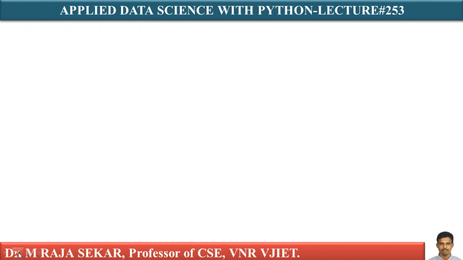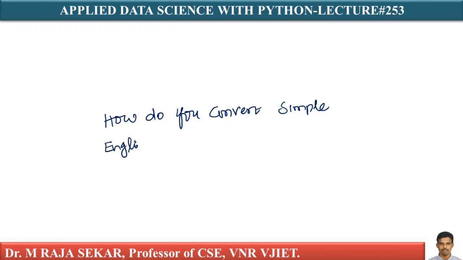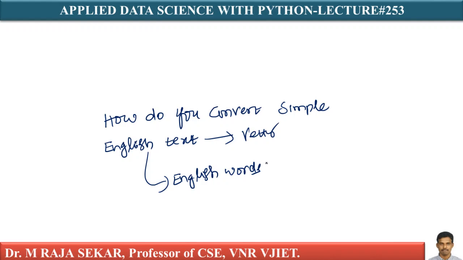Here the question is, how do you convert simple English text into a vector? Text here consists of words and sentences. That is the question that we will try to understand. Text means English words, and that can be English sentences. In a review or summary, you can find English words and sentences.